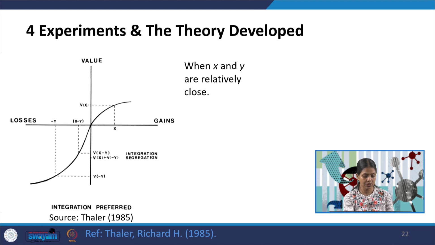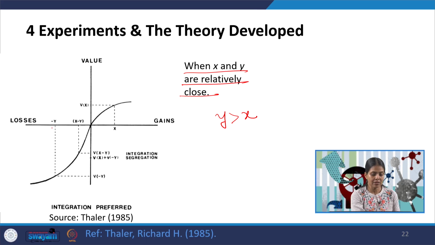So, this is one situation where we are having x and y that are relatively close. Now, we need to remember that y is actually greater than x, or the loss is greater than the gain. So, this is y and this is x. You can see that y is greater than x, but the difference between them is not much. Now, if an equivalent amount is subtracted from y, this is my x minus y.